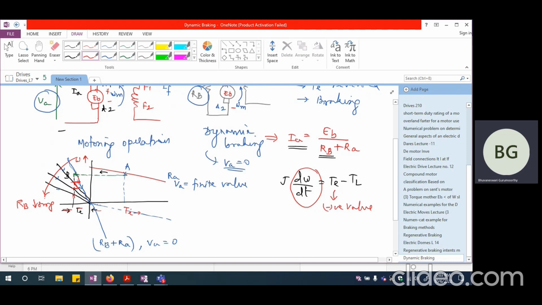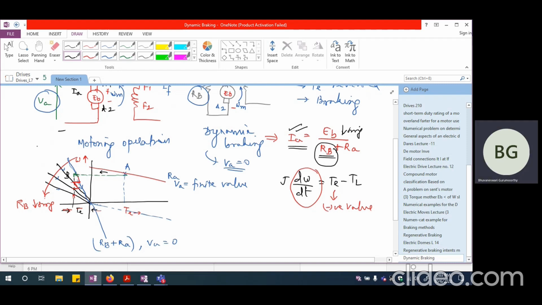So in dynamic braking, unless I adjust the value of RB appropriately, I will not be able to get a good amount of IA, especially with EB decreasing. So along with the speed decrease, I have to adjust the braking resistance value appropriately.